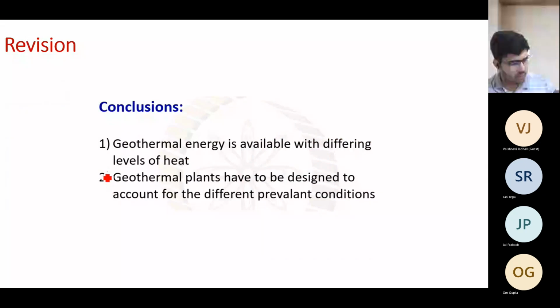So the conclusion is geothermal energy is available with differing levels of heat. We are getting superheated, saturated, and hot water. Geothermal plants have to be designed to account for the different prevalent conditions. So we have to design according to the condition we are having.